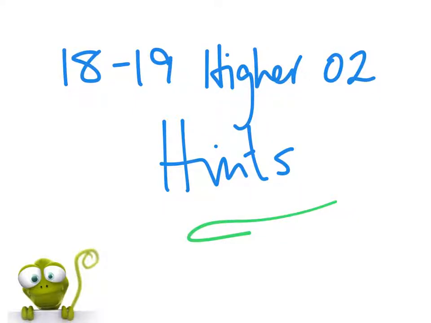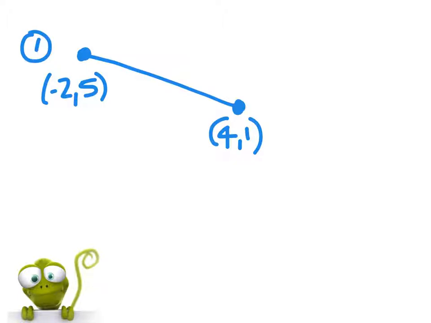Okay, here we go with some hints for homework sheet 2. The first question says find the equation of the perpendicular bisector. So bisector automatically means that the first thing we need to find is the midpoint. That is important. Once we've found the midpoint, then we need to work out the gradient.